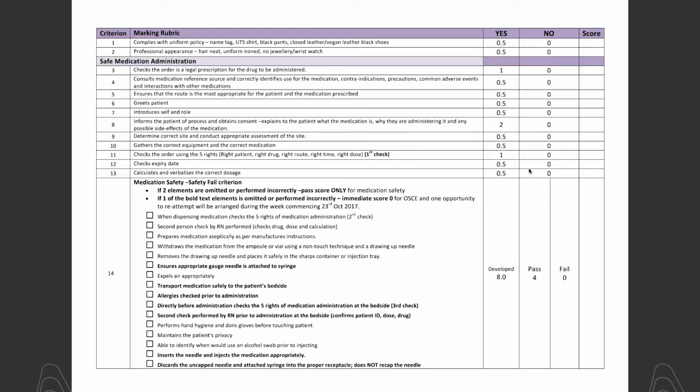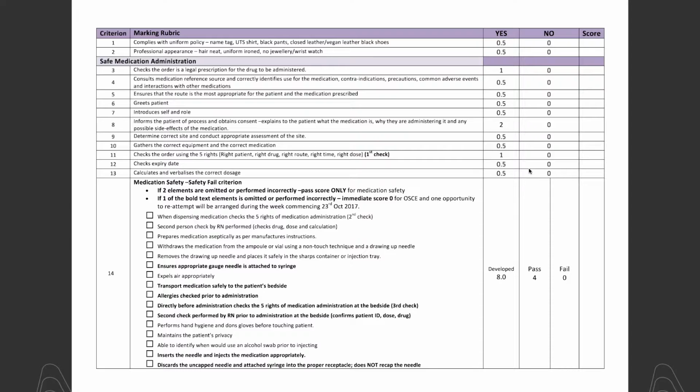So this is our first safety fail criterion. So if you have a look at the elements that are in bold text, these are the elements that if you omit them, so if you don't do them at all, or if you do them incorrectly, will result in you being unsuccessful for this OSCE attempt.